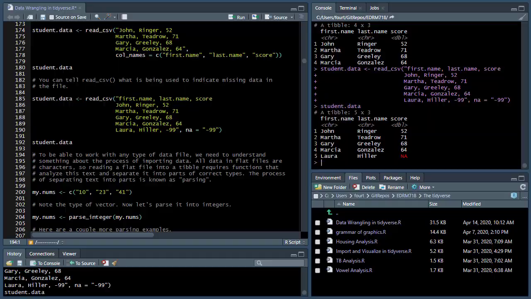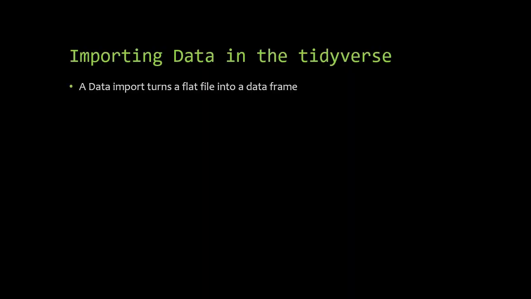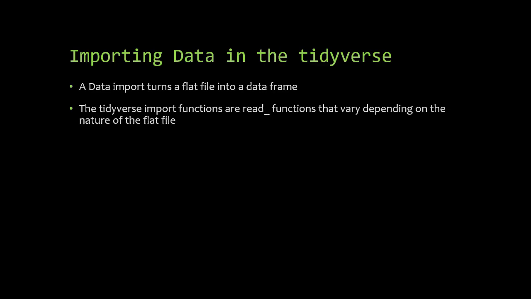So let's review. A data import turns a flat file into a data frame. The tidyverse import functions are read functions that vary depending upon the nature of the flat file, and in the most common case, we're going to use read_csv. But you can also use the read functions, not just read_csv, but any of them, to read inline files. And what I mean by inline files is where you actually put the data right in your notebook or right into your script. Lines can be skipped.